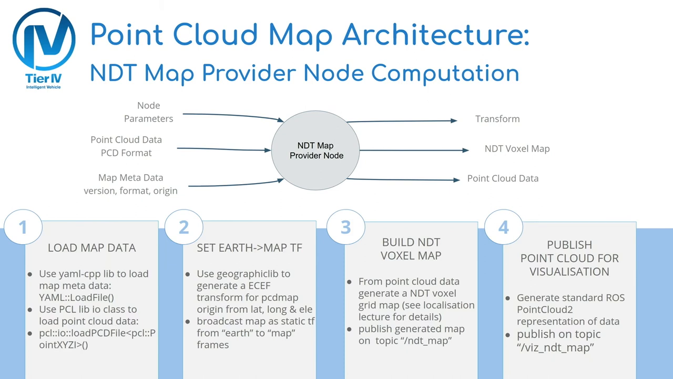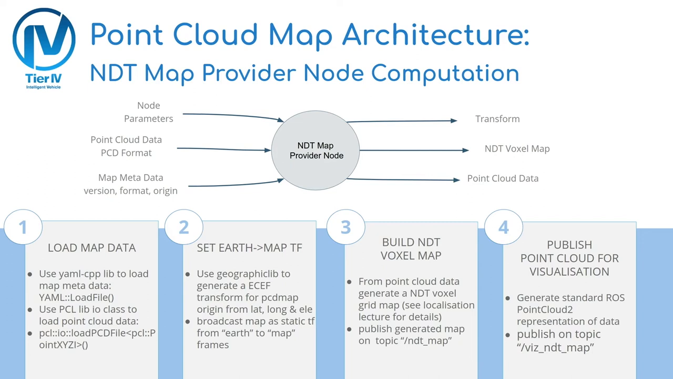In this slide, we look a bit deeper at what is happening within the NDT map provider node. First, the node uses the YAML C++ lib to load the map metadata YAML file, and then uses PCL library IO classes to load the point cloud data. Then the GeographicLib package is used to generate an ECEF, or Earth-centered Earth-fixed transform, for defining the Earth to map transform of the transform tree.